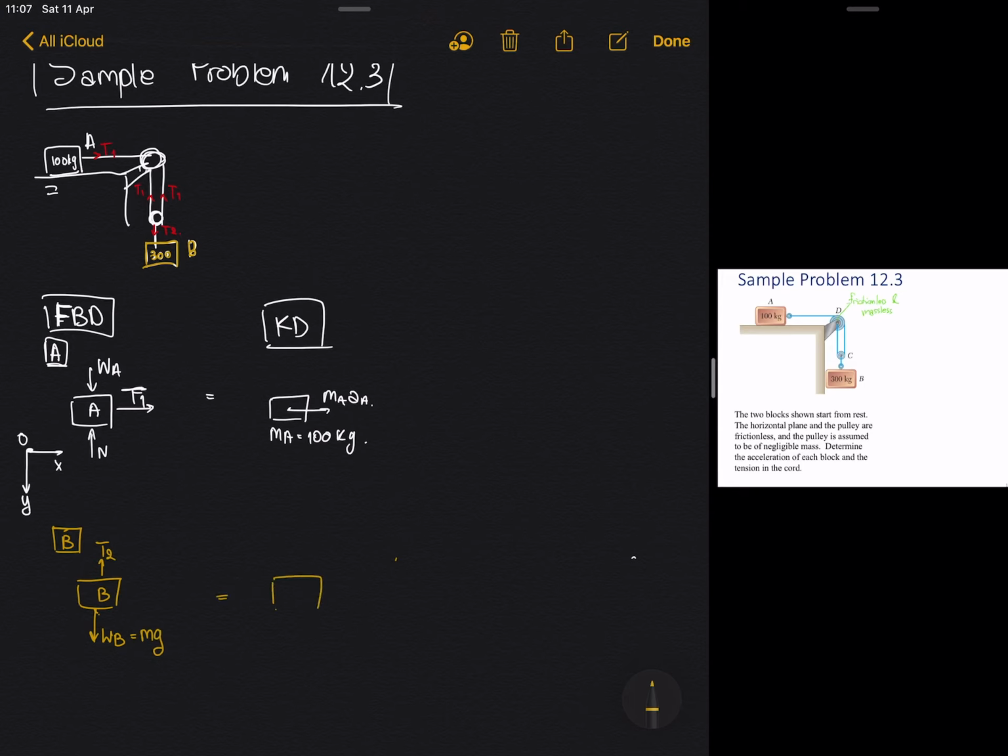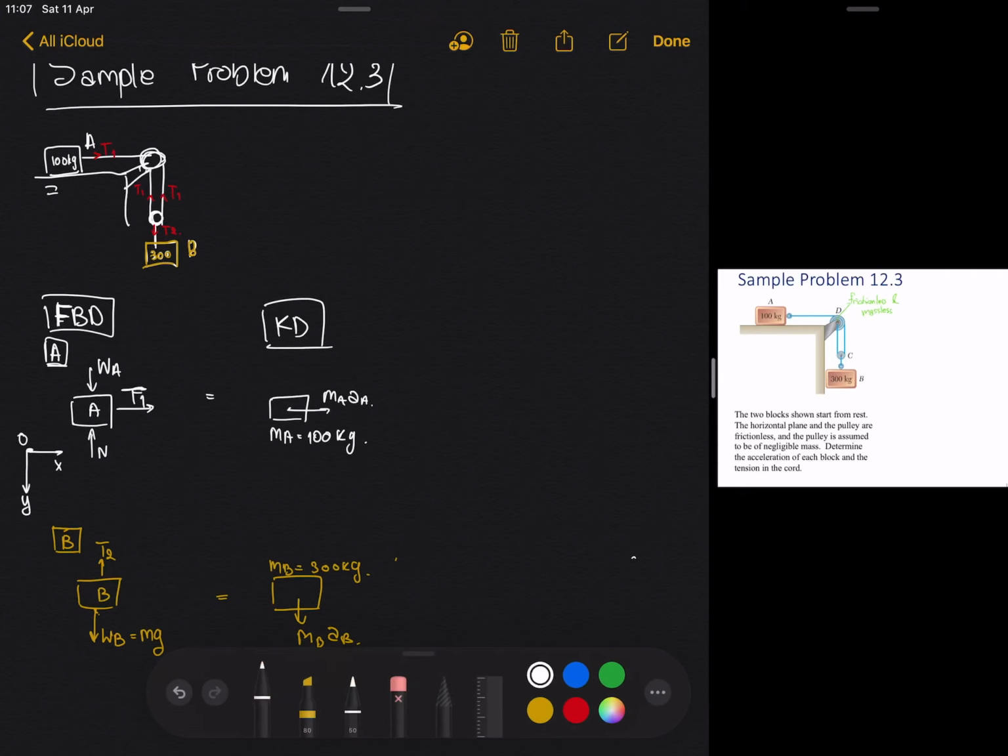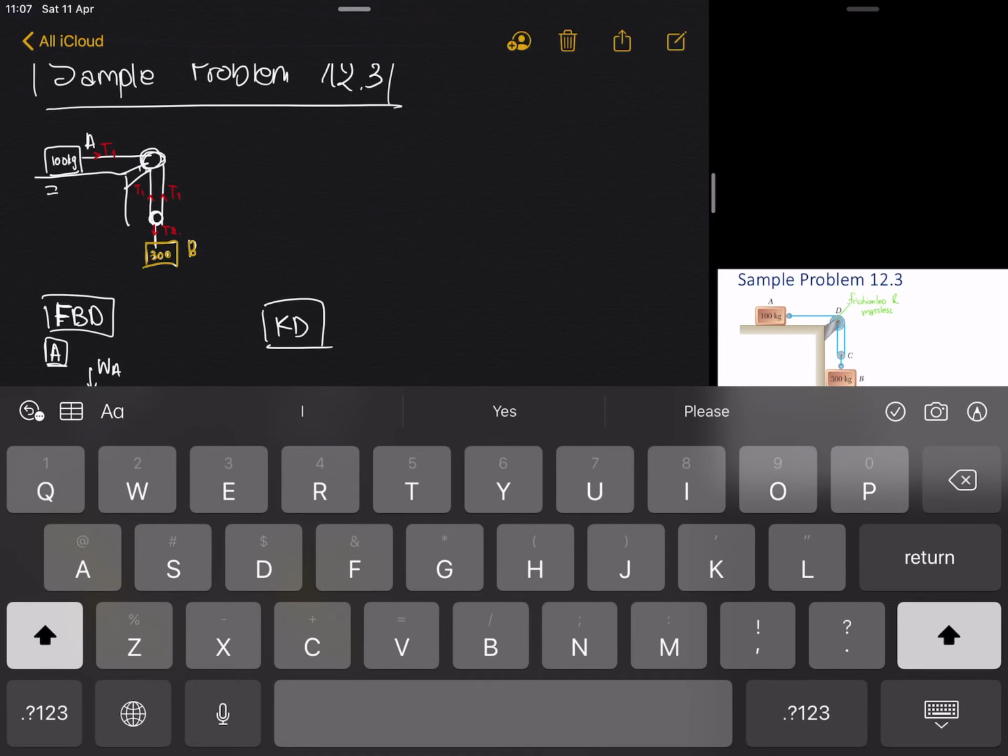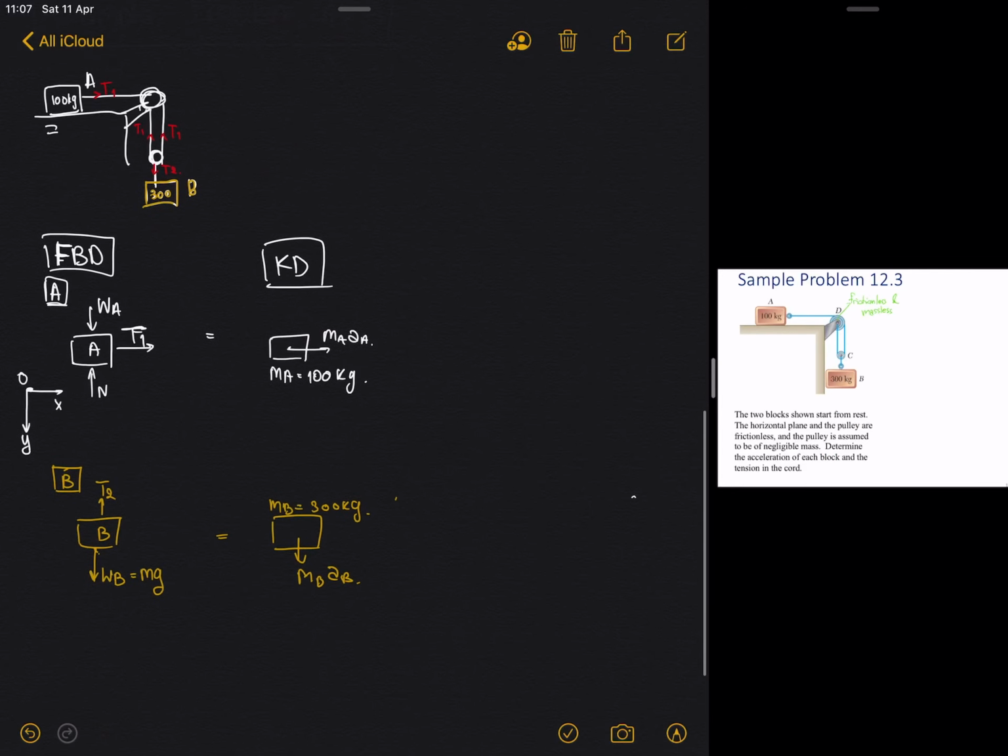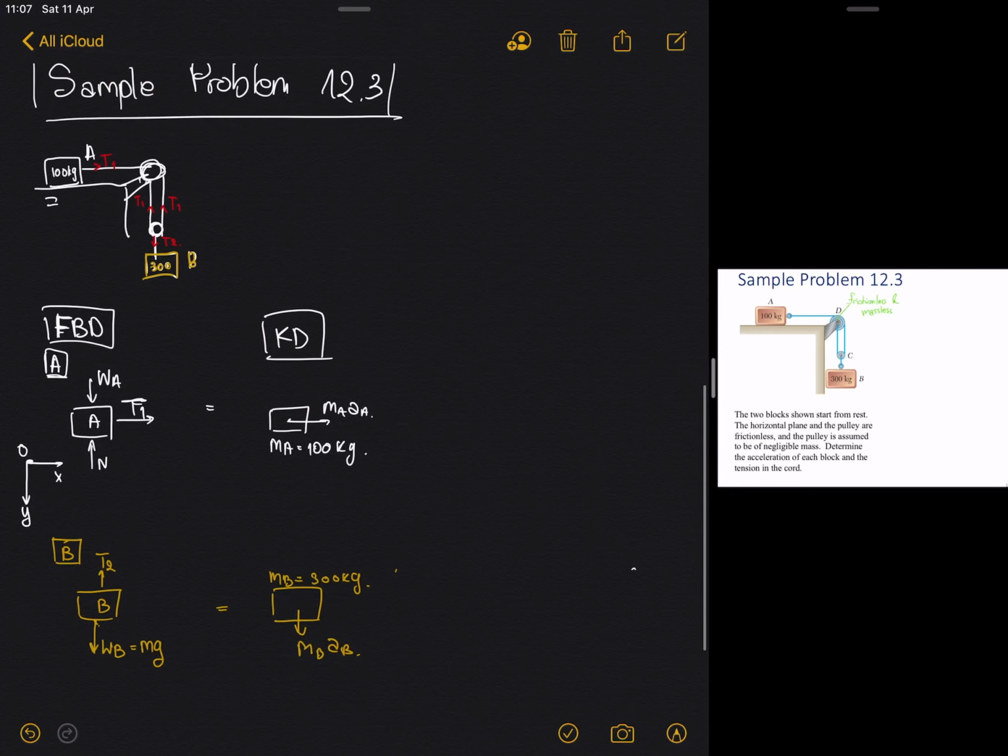We have MB, AB. And MB is equal to 200 kilograms. Right. Okay, then now we draw the diagram that we needed, and let's go for the solving.